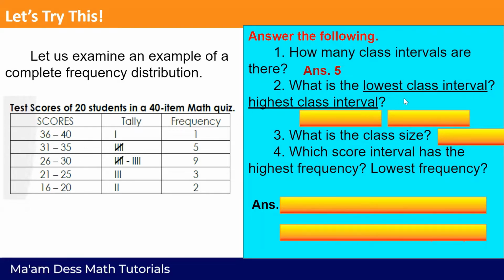Next, what is the lowest class interval? This means you look at the bottom. We have 16 to 20. And for the highest class interval, of course, you look at the top. So, we have 36 to 40.